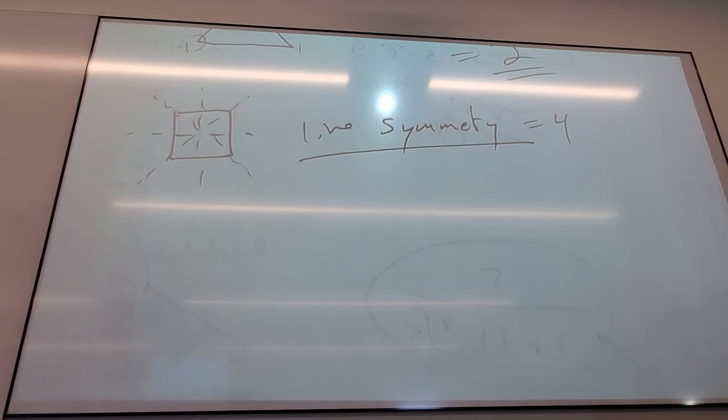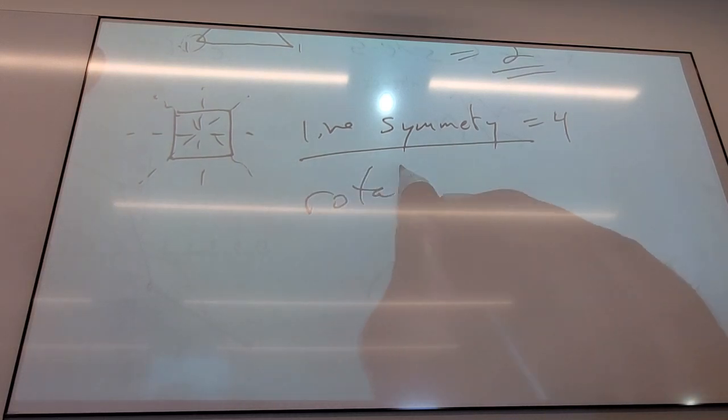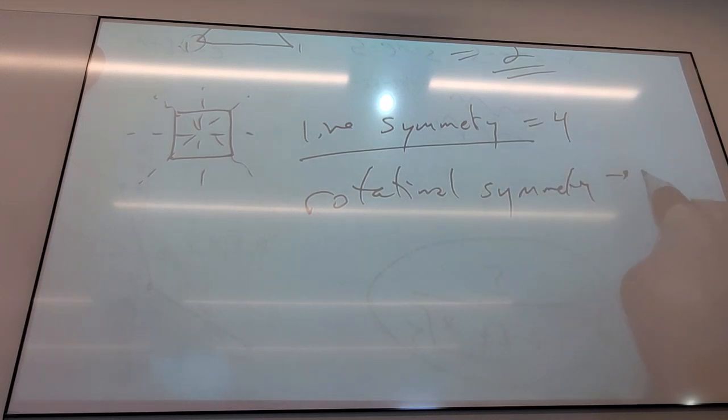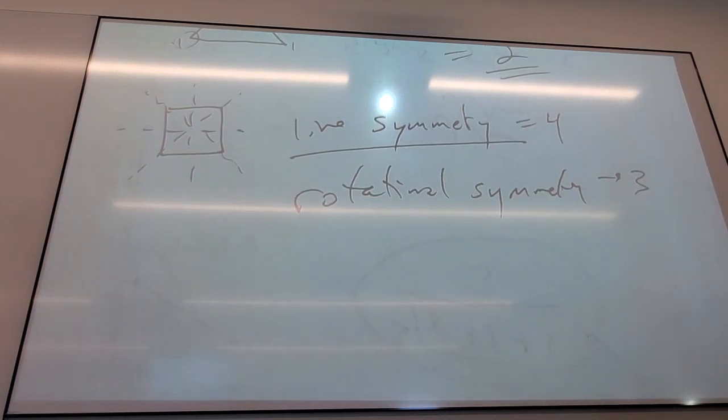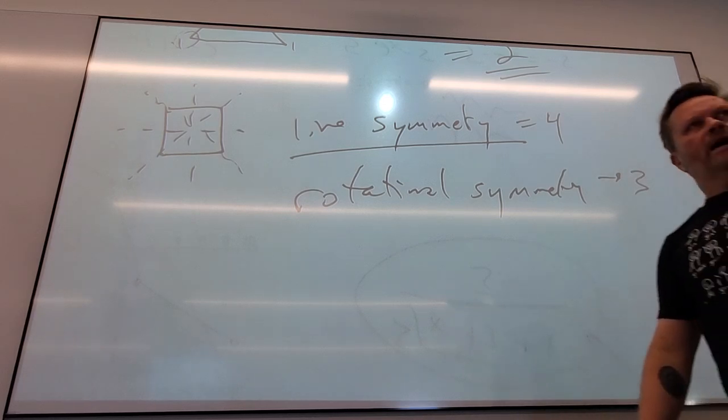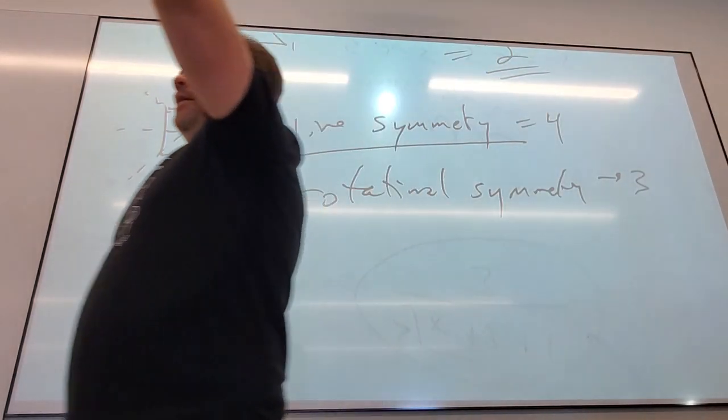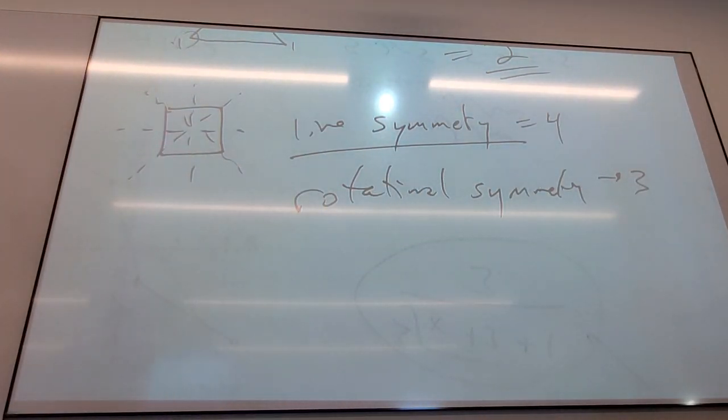What about rotational symmetry? 3. I like it. Because again, we don't count the full rotation. That wouldn't be right. So if we turn it by 90 degrees, it lines up. Another 90, it lines up. Another 90, it lines up. Is that cool? Okay, all right, not too bad.